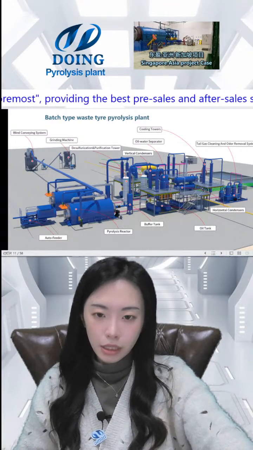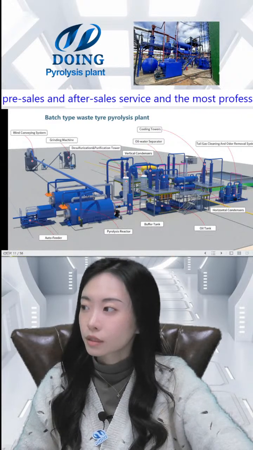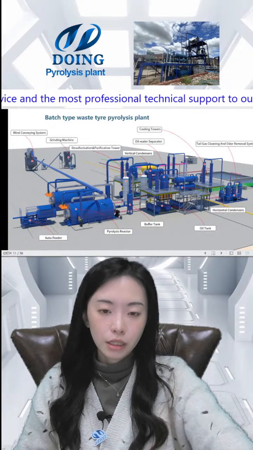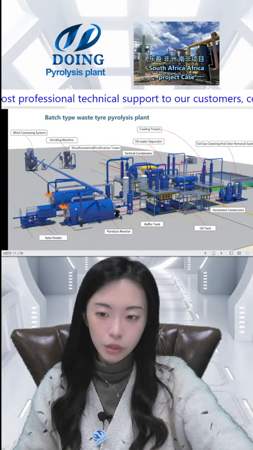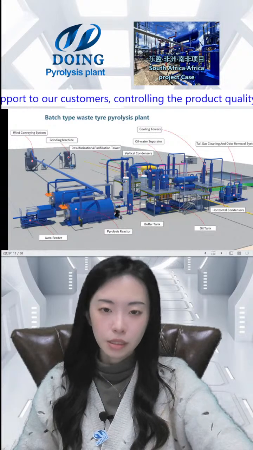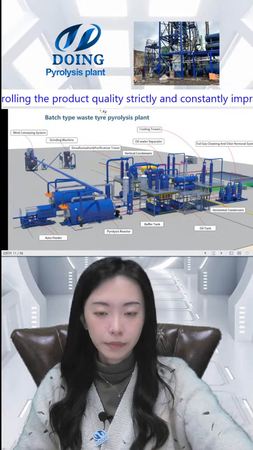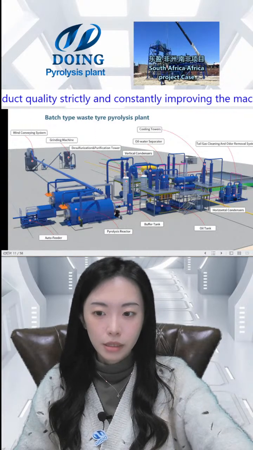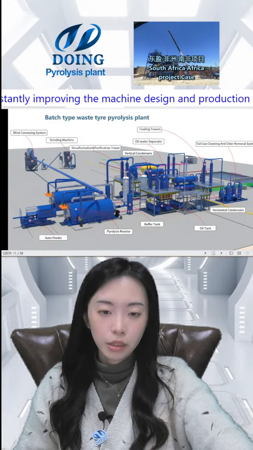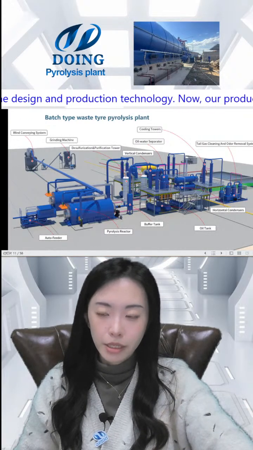And the efficiency of the batch type pyrolysis plant is that we can process one batch, just one furnace of raw materials, in one day, nearly 20 to 22 hours, and get the whole production. This is the working efficiency of the batch type pyrolysis plant. And if you want this 3D layout, you can also contact us. We can send you the pictures and some other detailed information.